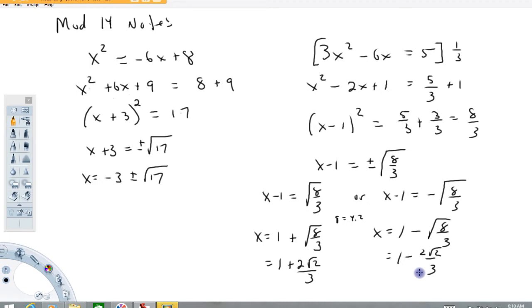The completing the square part is when we go from here to here. That's the part that's actually called completing the square. And then from this point on, we're just solving for x. I hope these two examples help with how to complete the square.